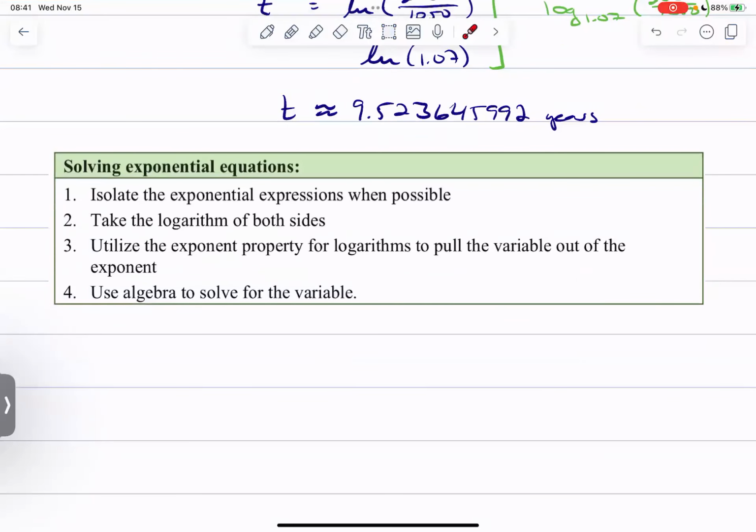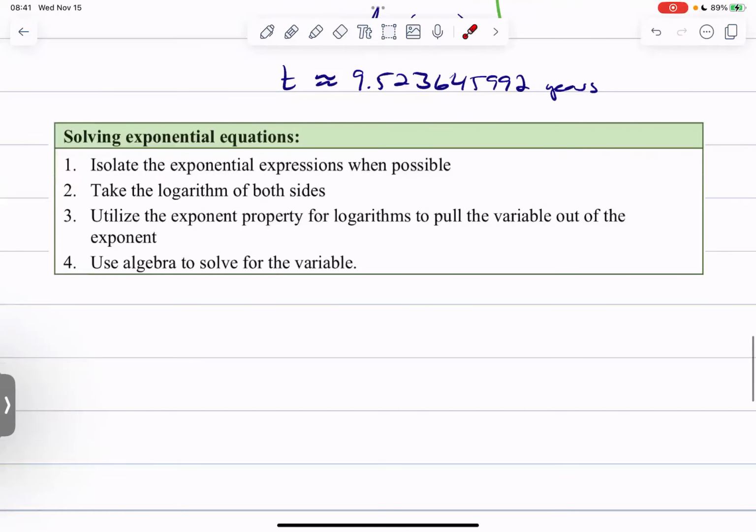A more official guide. This is what we've been doing. So solving exponential equations, you're going to isolate the exponential expression. If needed, take the log of both sides. Notice it doesn't specify the base. And then utilize that property where we bring down the exponent. If you've got it inside a log, then you can rewrite it with the exponent outside, and then use algebra to solve for the variable. Just easy peasy. Use algebra. Well, yeah.